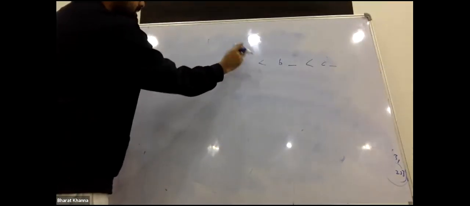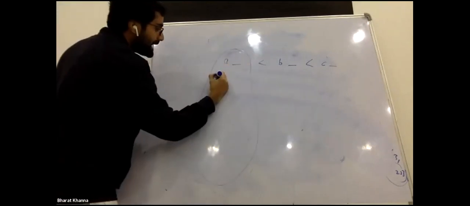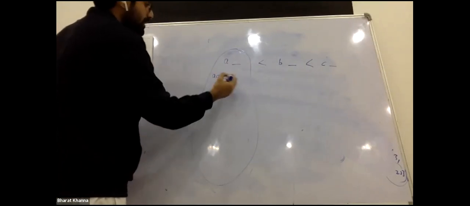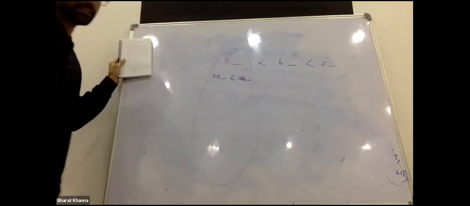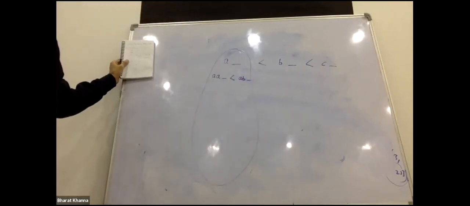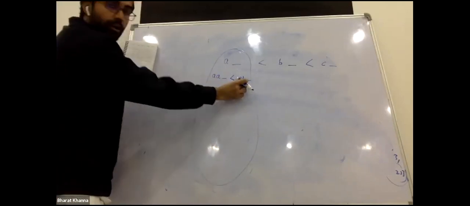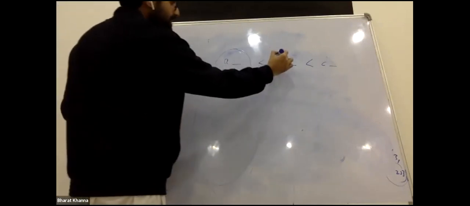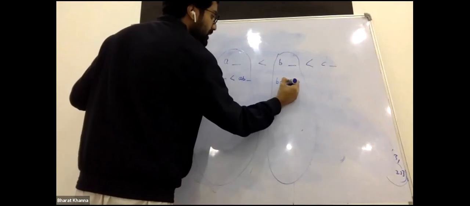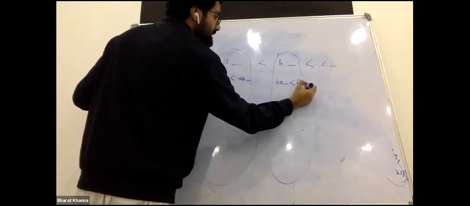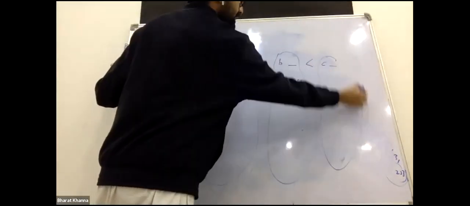Can I say that within all those words that are lying in this bag, all those words that start with AA and have something will be smaller than all those that start with AB and have something? Can I say that? All those words that start with AA will be smaller than all those words that start with AB. Can you apply the same logic here? All those words that start with BA will be strictly smaller than all those words that start with BB. Right? And the same logic can apply over here also.